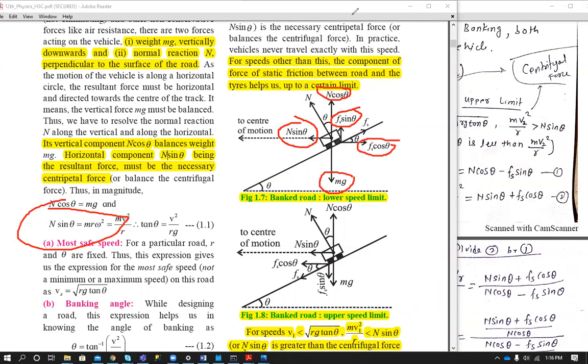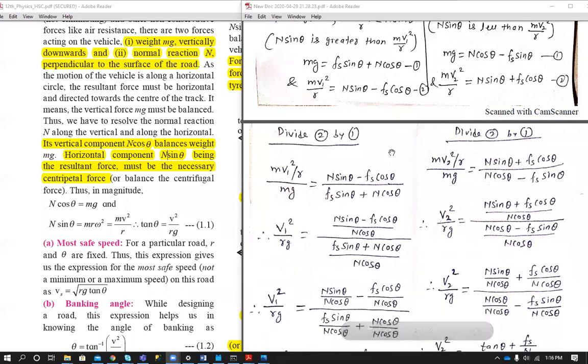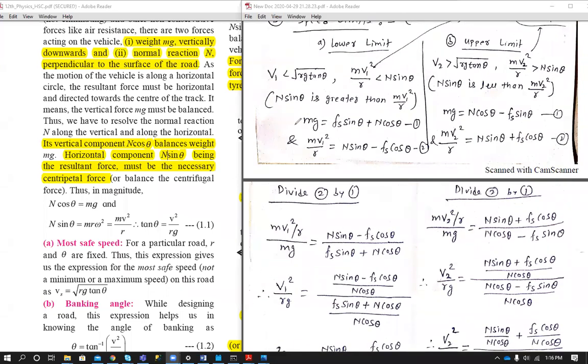So let's see in the notes. Let me clear all this. So yeah, we are getting two conditions: mg equal to fs sin theta plus n cos theta, I write it as the first. Then the magnitude of centripetal and centrifugal force is the same, only the direction is different. So here we consider it as a centripetal force, but in the earlier condition we assumed a centrifugal force, or you can say centripetal also, no need to get confused.